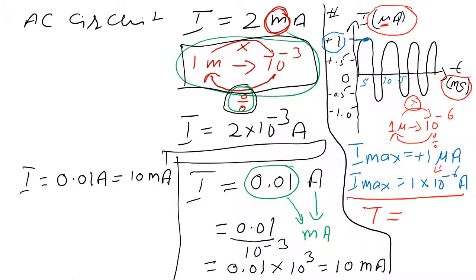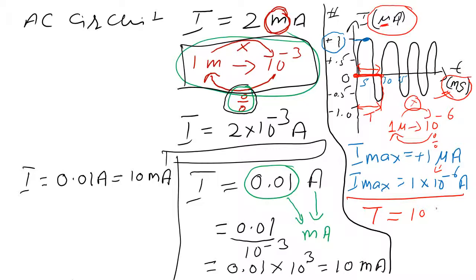So here you have to find the time of one wave. From this point to this point is one wave. So this is the time of one wave. You can take the value, from 0 to 10, so the number is 10, but you have to write the unit of this time, which is the unit given on the axis. Here the time is given in milliseconds.